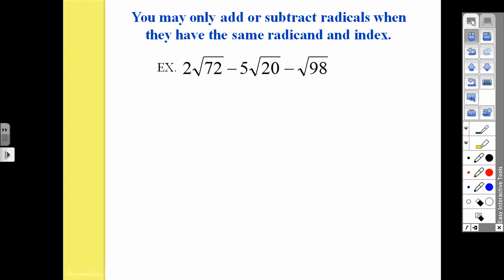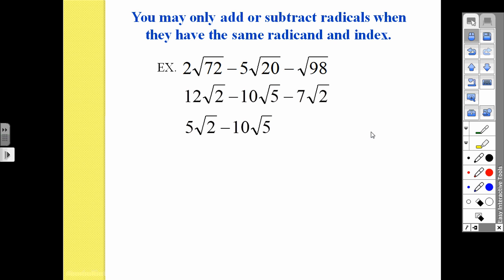So it's kind of like combining like terms, where you'd have to have x squared and an x squared in order to combine them. You can't combine x squared and x cubed, right? Okay, so before we approach this problem, what we need to do is simplify all three of these radicals.